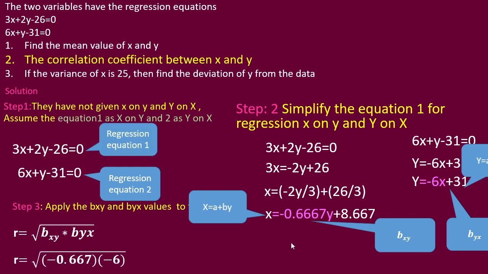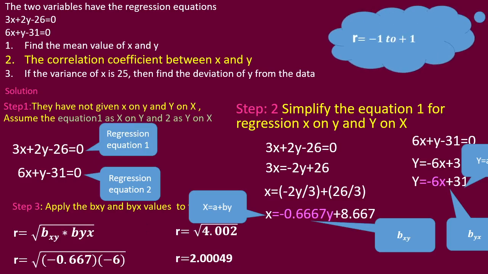Bxy value is minus 0.6667, and here byx value is minus 6. So the multiplied value is square root of 4.002 and R value is 2.00049. But in the properties of regression, we have learned that R value should lie between minus 1 to plus 1. It cannot be more than plus 1 or less than minus 1.